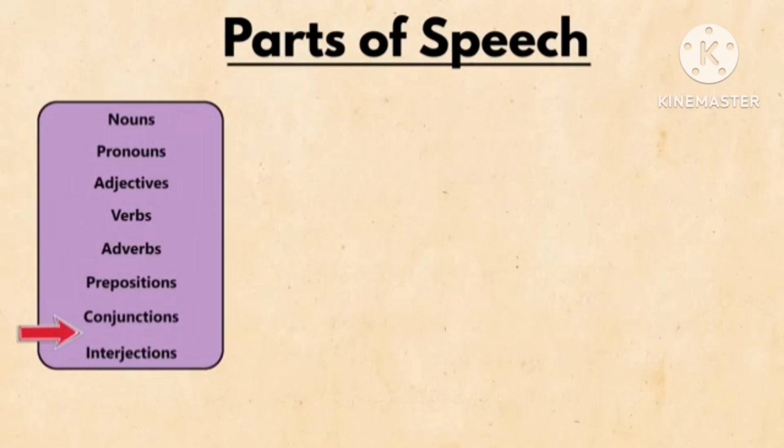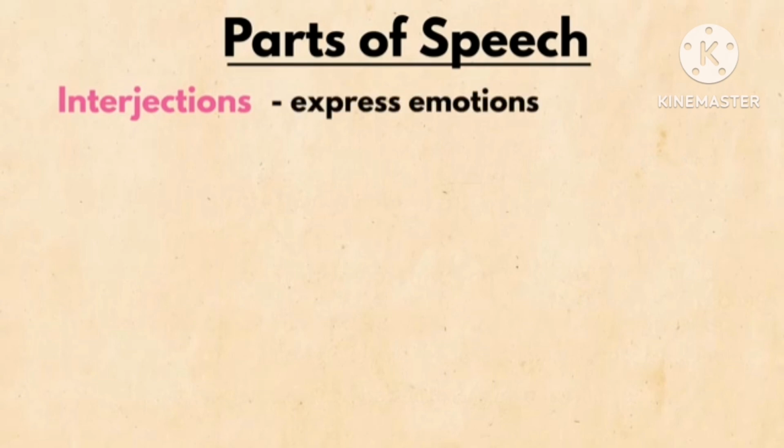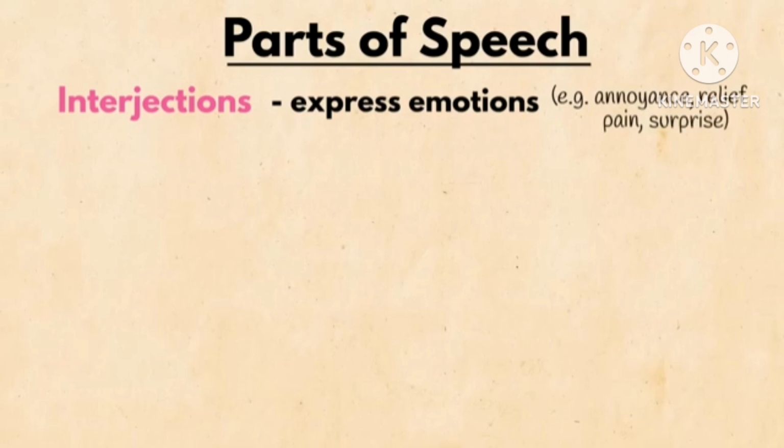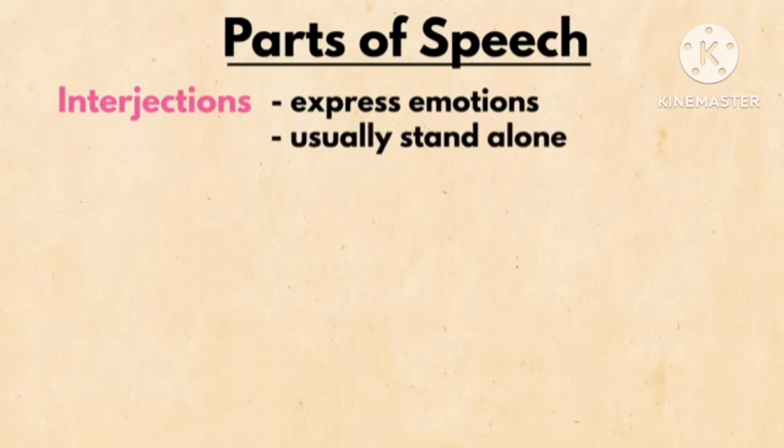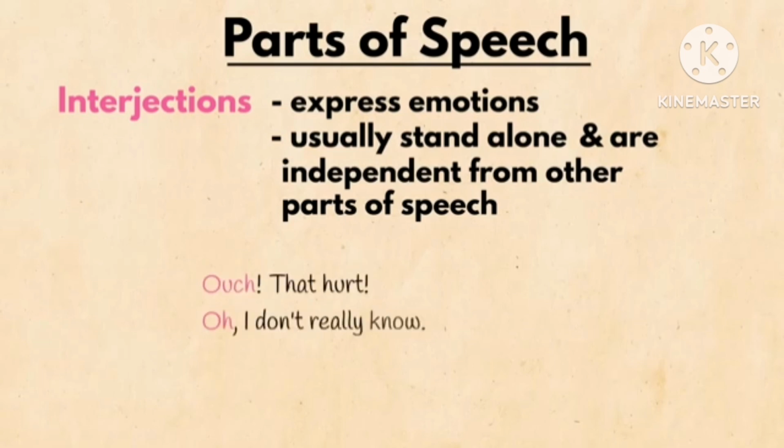Finally, we have interjections. Interjections express emotions such as annoyance, relief, pain, or surprise. Interjections usually stand alone and are independent from other parts of speech. Some examples of interjections include, ouch, that hurt. Oh, I don't really know. Wow, what a catch. Ouch, oh, and wow are examples of interjections.